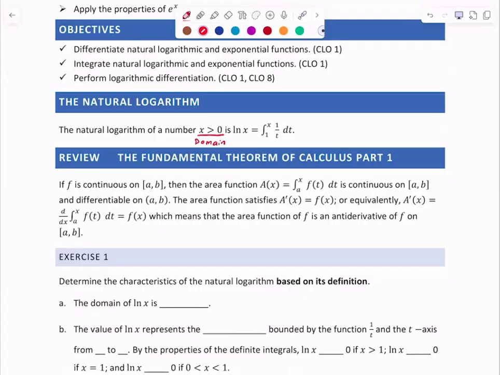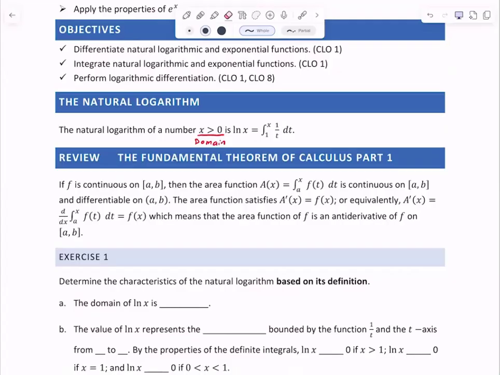Because that's our definition, defined for all x greater than 0, so that means that's the domain for ln x. And we're gonna review the fundamental theorem of calculus part 1. If f is continuous on a closed interval from a to b, so remember this area function, right? So we have the area function, which is defined as the definite integral of f from a to x. It's also continuous on this closed interval from a to b. On top of that, it is differentiable on the open interval from a to b.